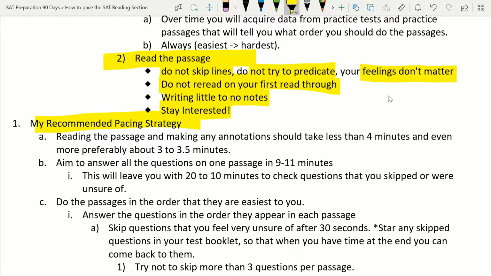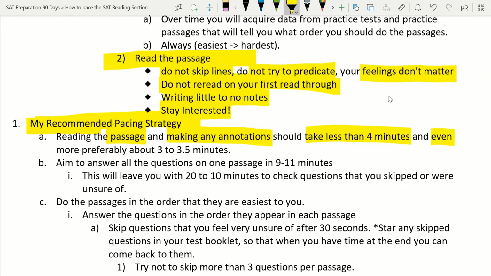So obviously the pacing is going to deal with the whole entire test as a whole, but with individual passages like you'll be doing today, you want to make sure that you're reading the passage and making any annotations on your first read through. That entire first read through with any annotations you want to make should take less than 4 minutes. So for sure less than 4 minutes.